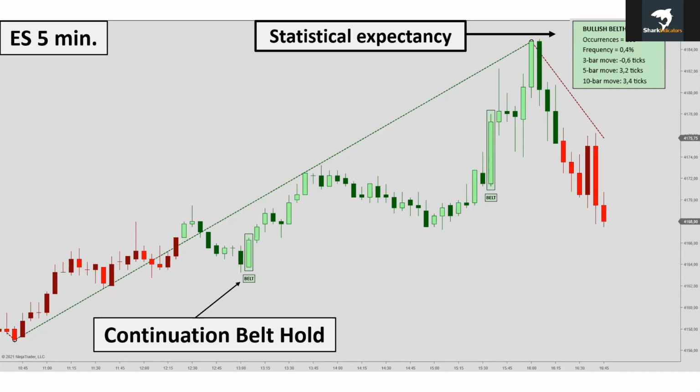Here we have 239 patterns, 3-bar move equals negative 0.6 ticks. On a 5 and a 10 bar, you have around 3 ticks. And that is useful because some patterns will work on equity markets, but not so well on commodity or Forex. Others can show good results on daily bars, but not be very suited for fast charts. So it's a good starting point when doing a statistical evaluation for the market or time frame that you're working with.